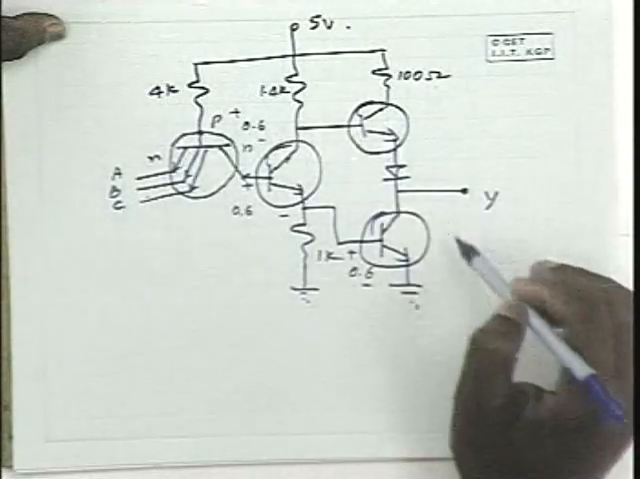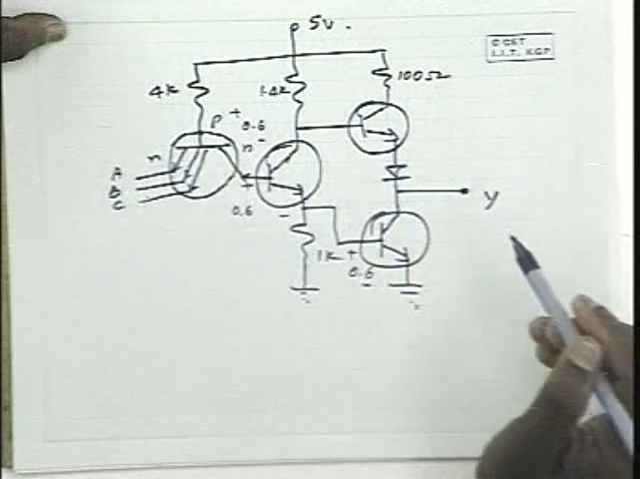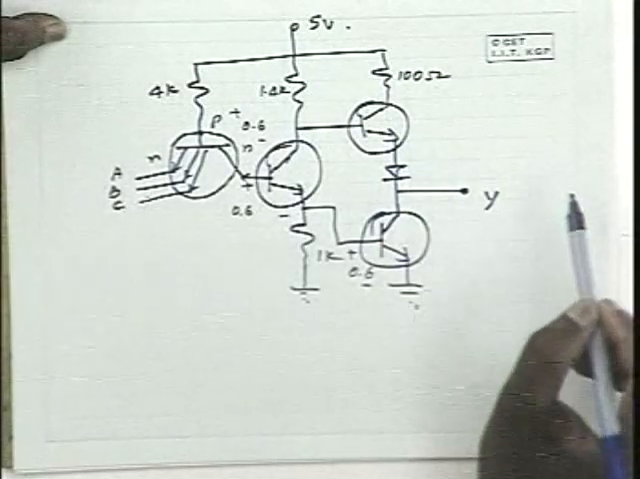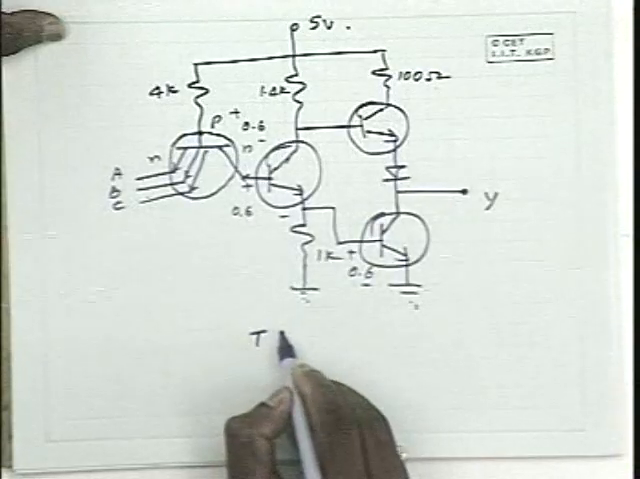And this output connection is known as a totem pole connection. This connection helps in driving large load currents, or it has the capability to drive low load resistances. So this is what a TTL NAND gate is.